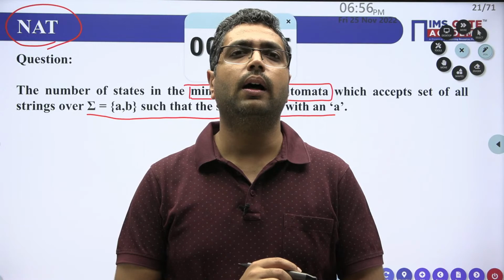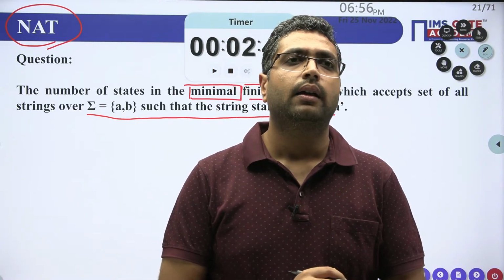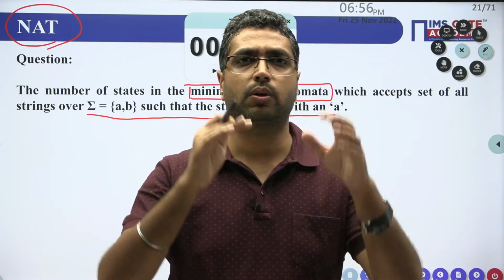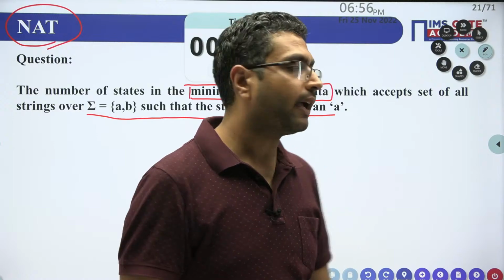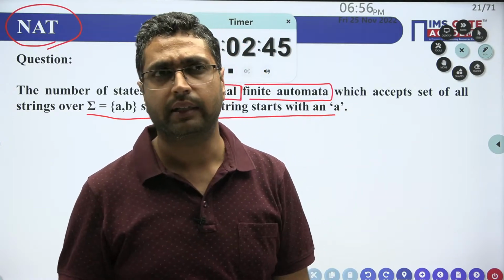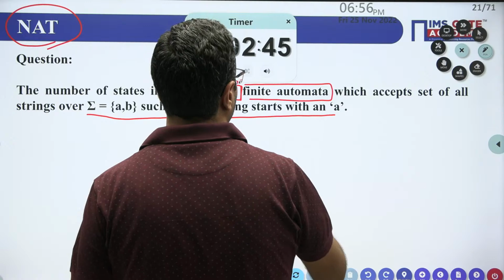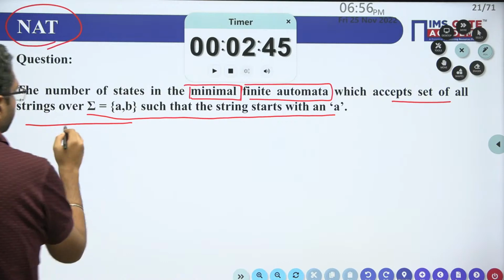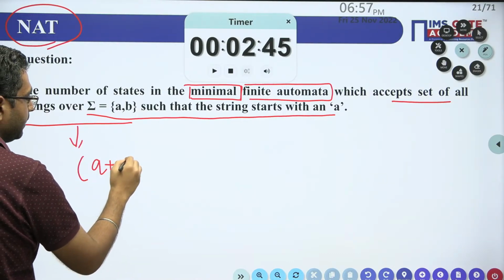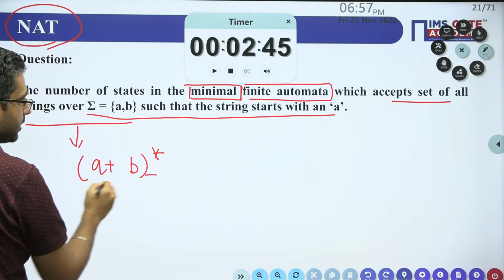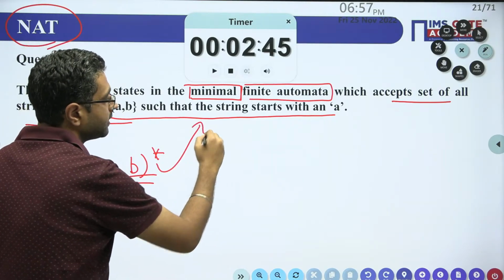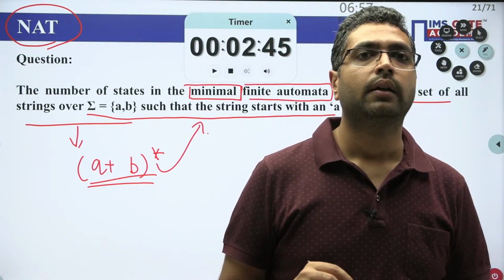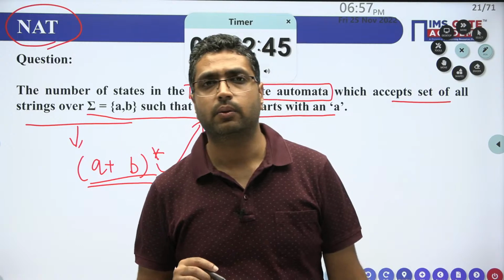Kundan, when we say the language over sigma equals {a, b}, it means (a+b)* itself, the complete language. From (a+b)*, I have put up the condition that its strings should start with an A. If you read this sentence, it says which accepts the set of all strings over sigma equals (a+b)*, which is the mother of all languages, the universal language. Out of that, you only accept the strings starting with an A. You got the idea? Yes, good Kundan.